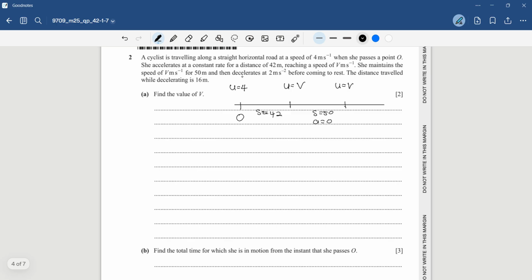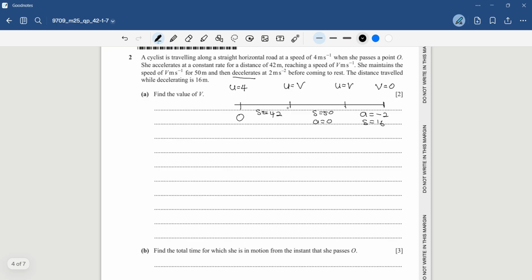And then she decelerates at 2 meter per second squared before coming to rest. When we say decelerates, it's going to be a equal to -2, and the distance travelled is 16. So s equal to 16. At this point, my final velocity is equal to 0. Okay, so find the value of v.